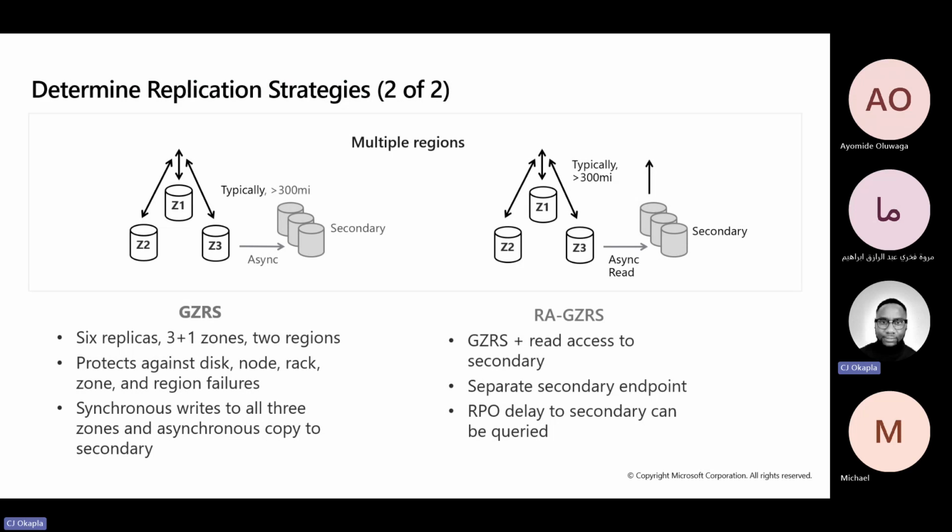We also have the geo zone redundant storage. So you have 6 replicas, 3 zones plus 1 zone, in 2 regions. And this protects against disk, node, rack, zone, and region failures. And then we have also the read access geo zone redundant storage. So you have the benefit of the GZRS plus the read access to a secondary environment.